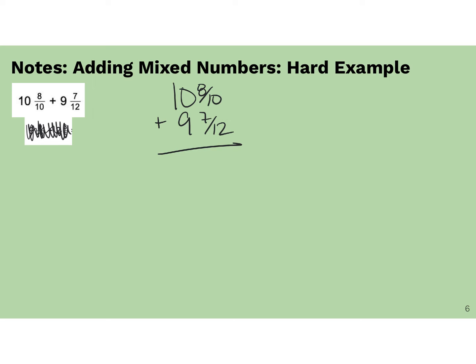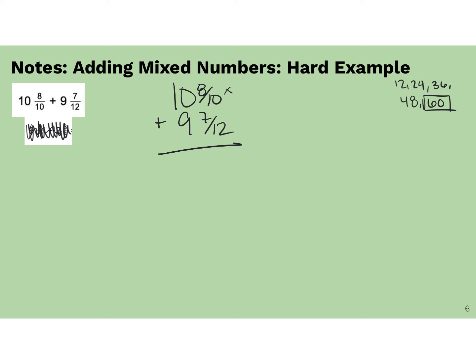So for this one, I need to figure out the common denominator of 10 and 12. I'm going to count by 12s to see if I get anything that 10 can go into. So I know it's 12, 24, 36, 48, and then 60, okay? That ends in 0, so I know 10 goes into 60. If I had multiplied together, that's 120. Whenever you get a really big number, it's probably too big, all right?